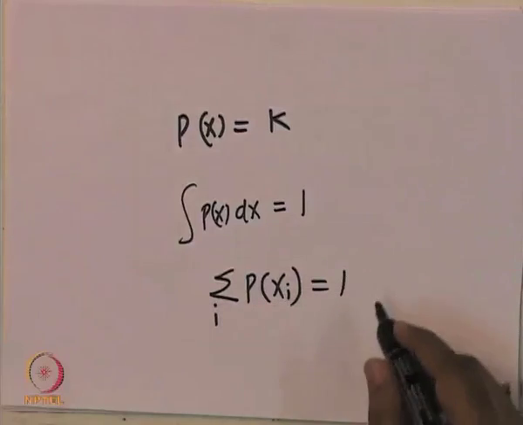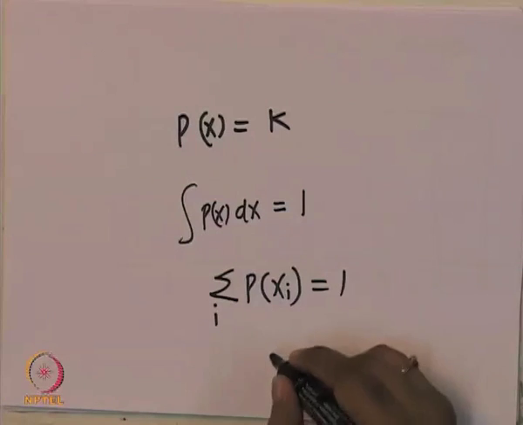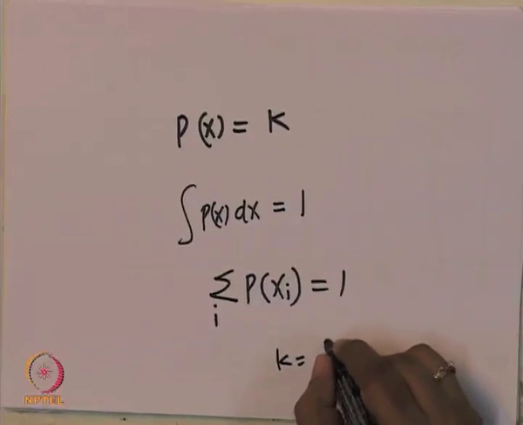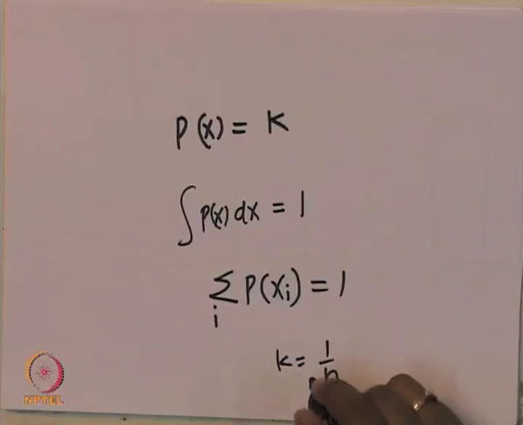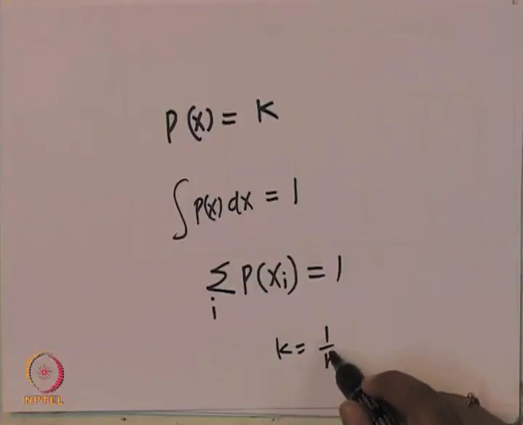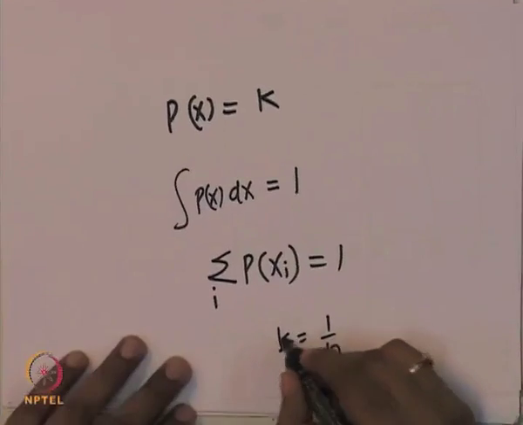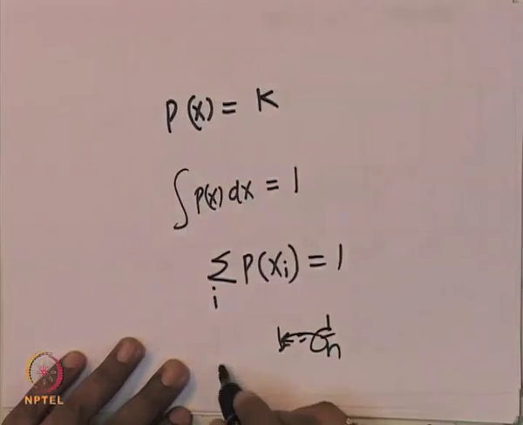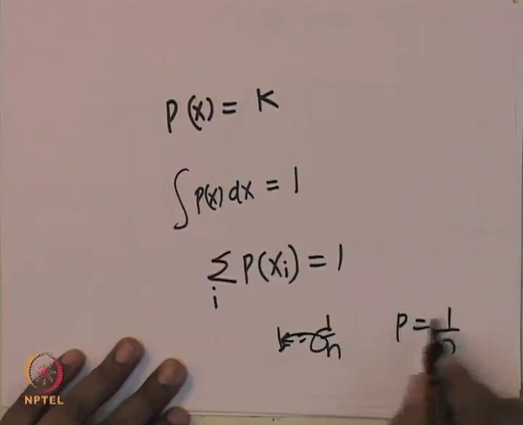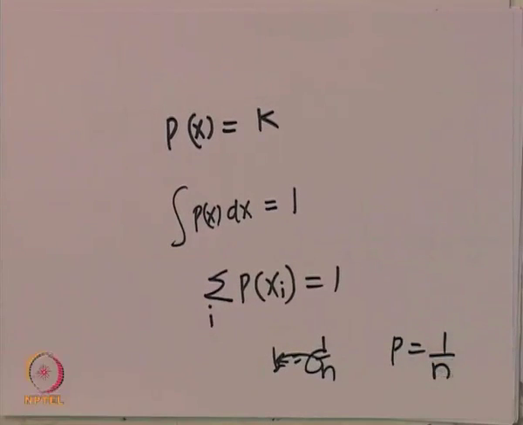So, the total probability, or the sum over i of P of x i, has to be 1. Using this condition, you will find that if there are n events, k is 1 by n. Just like we found 1 by 6 or 1 by 2, if you divide 1 by the total number of outcomes, that will be the probability. So, if the distribution is uniform, this will be the probability.